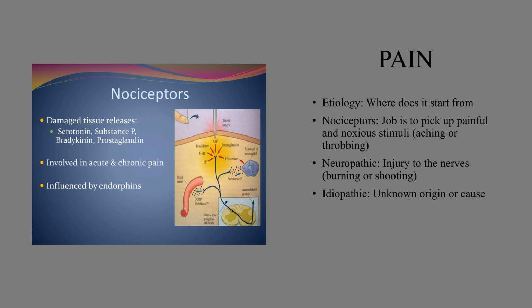So where does pain come from? So we have these nociceptors, and their job is to pick up painful or noxious stimuli, and this will cause an aching or throbbing pain, versus a neuropathic pain where we have injury to the nerves. And this is more of a burning or shooting pain. So think about peripheral neuropathy, where the patients say that they have a burning sensation or shooting feeling in their toes or on the periphery of their extremities. And then we have idiopathic pain, where we don't know where it's coming from or what caused it. So just know that there are different types of pain and the treatments will be different as well.